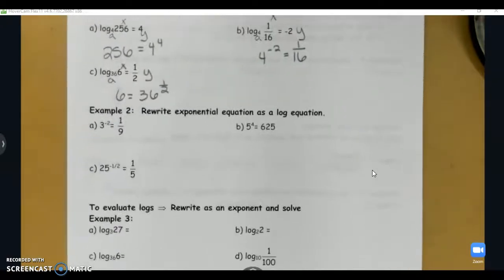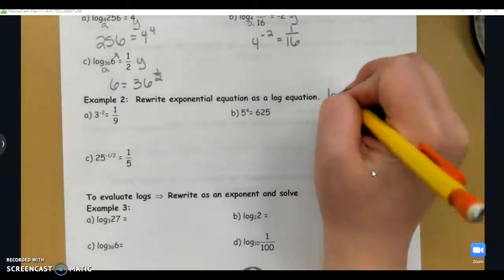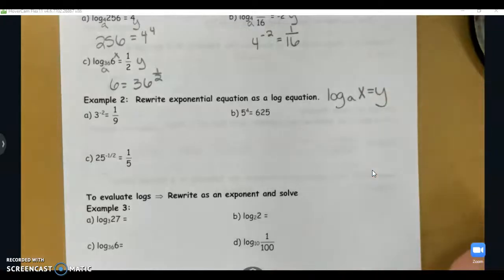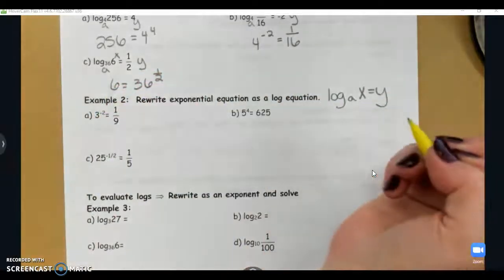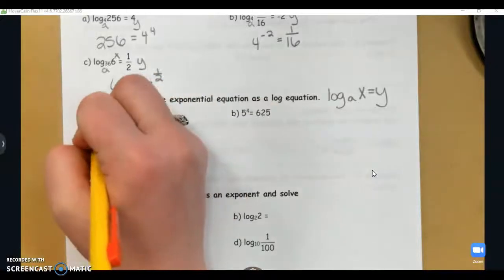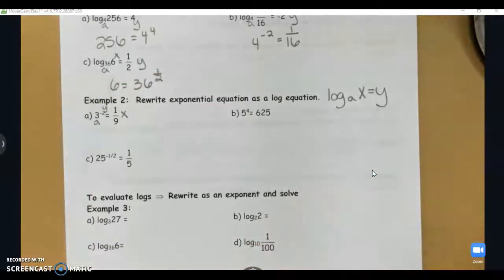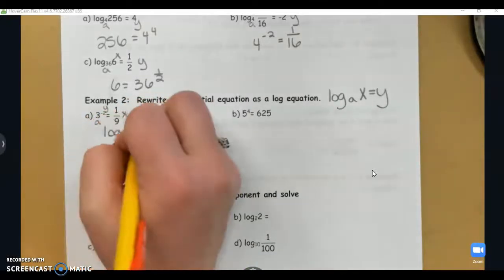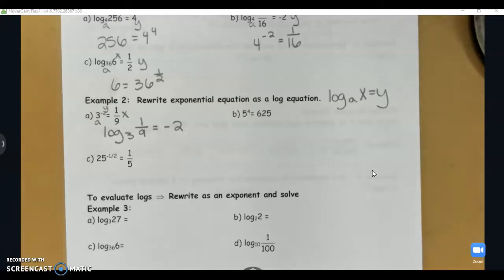What about the other way around? So I'm going to rewrite the log form over to the side just so we have it handy. And we are going to identify each part in our exponential form. So 3 to the negative 2 power equals 1/9. 3 is our base a, y is our exponent negative 2, x is our answer, 1/9. So log base 3 of 1/9 equals negative 2.